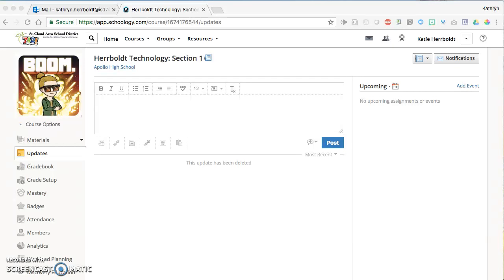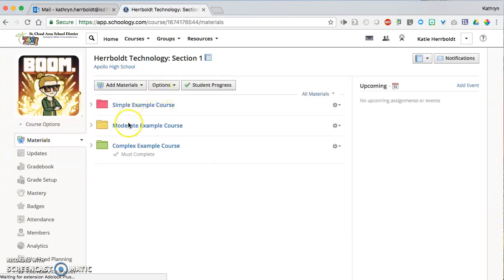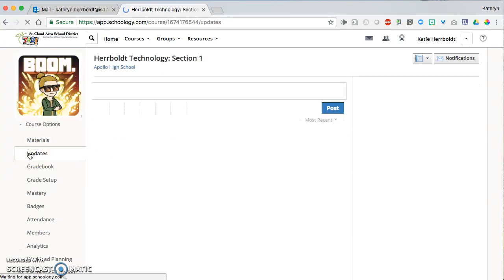If you're looking for another really easy way to take some attendance or get some information about your planning room or advisory students, a good idea is to use the student or course updates. So over here where you would normally find your materials, your folders, on the left-hand side you're going to see updates. Looks like a little sticky note.